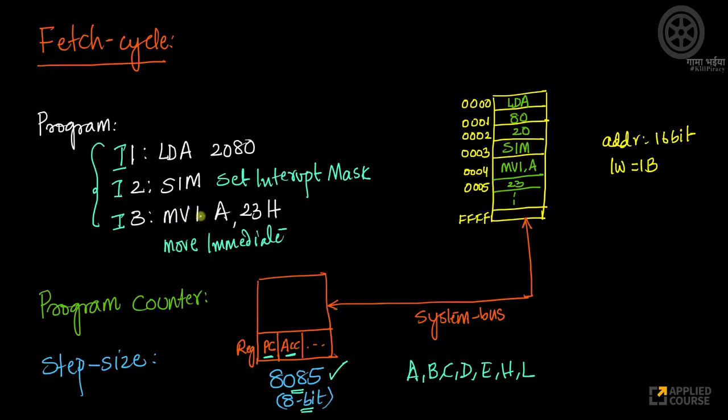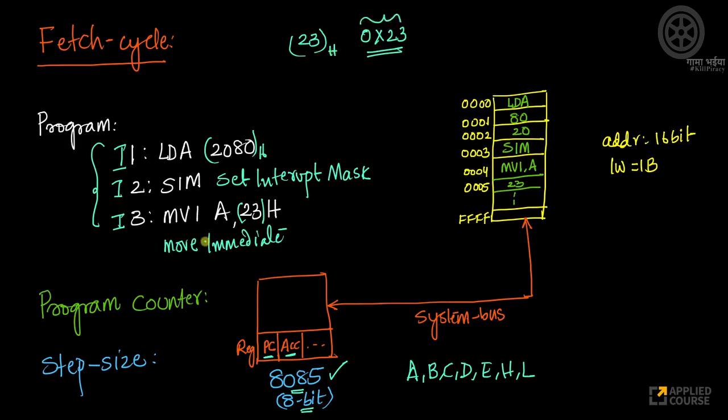So here MVI A, 23H. This is hexadecimal. Remember, whenever I say 23H, I mean hexadecimal. So I could also write this with an H, or base 16. Whenever I write base 16, it means hexadecimal. Or I could also write 0x23. This also means that this is hexadecimal. You will encounter hexadecimal being written like this, or with an H, or with a base 16.